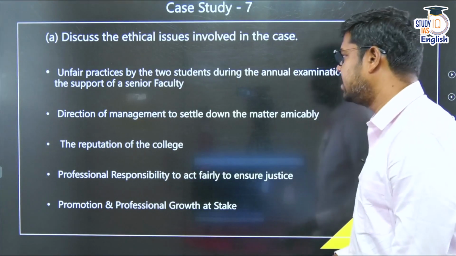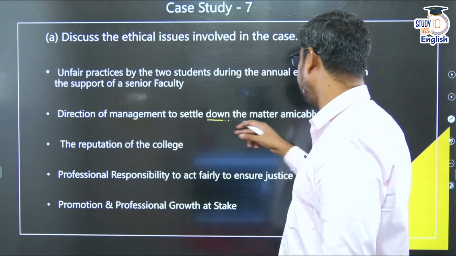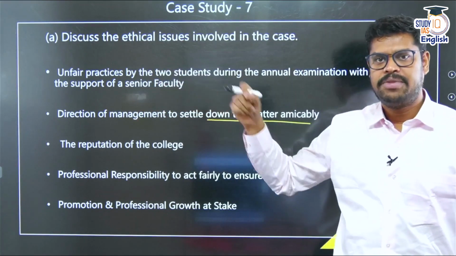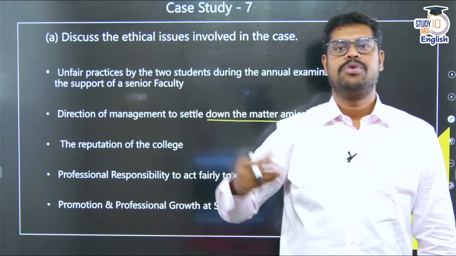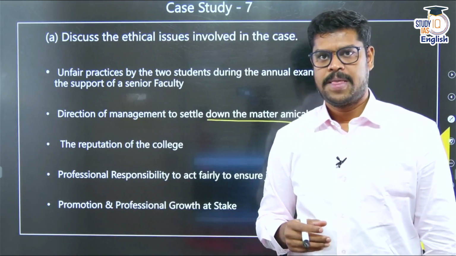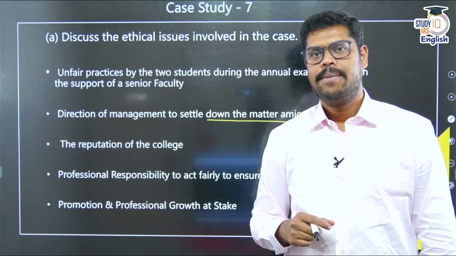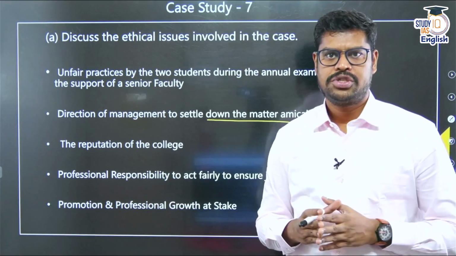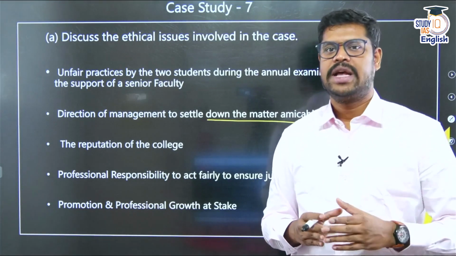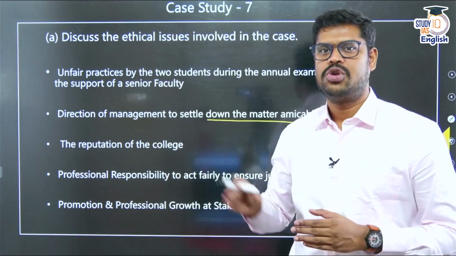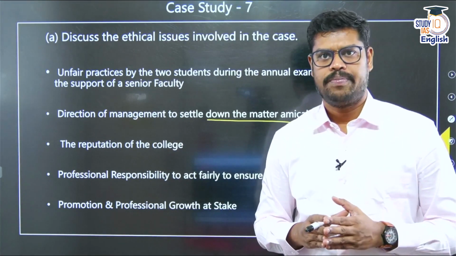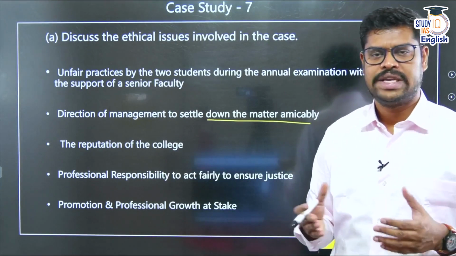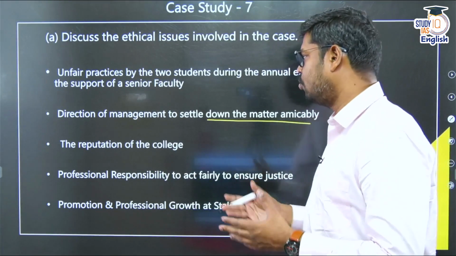Now the second thing is the direction of the management to settle the matter amicably. The management in fact has to recognize that this is something unethical, which can bring disrepute to the organization in the long run if it is not rectified. However, the management is focusing on a narrow interest, and is giving a direction to the vice principal to settle this issue amicably, which is again ethically wrong in my opinion. Not only ethically wrong, it also goes against the rules and established norms as per how the college is to be governed.